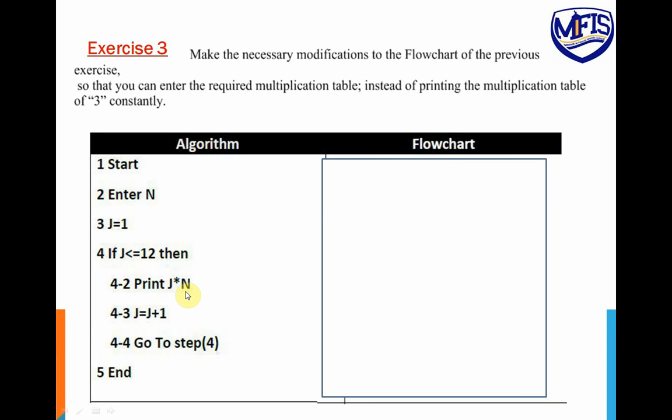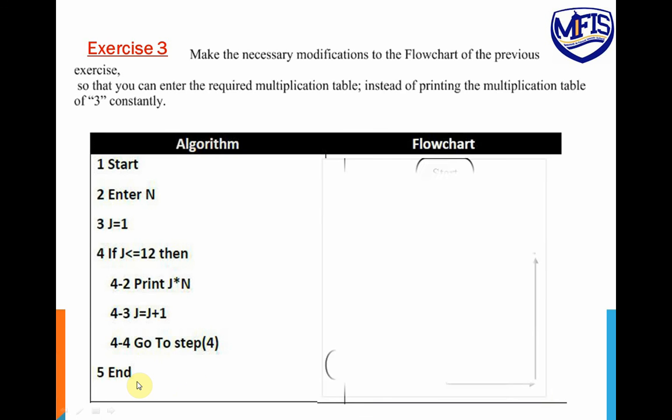Instead of 3, I will put a variable n, because I don't know the multiplication table that I want to print. So again, algorithm: start, enter n, j equal 1. If j less than or equal 12, then print j times n, j equal j plus 1. Go to step 4 and end.